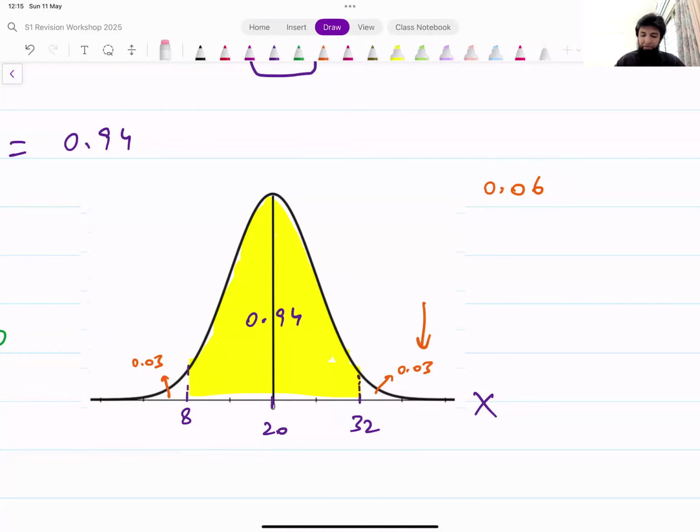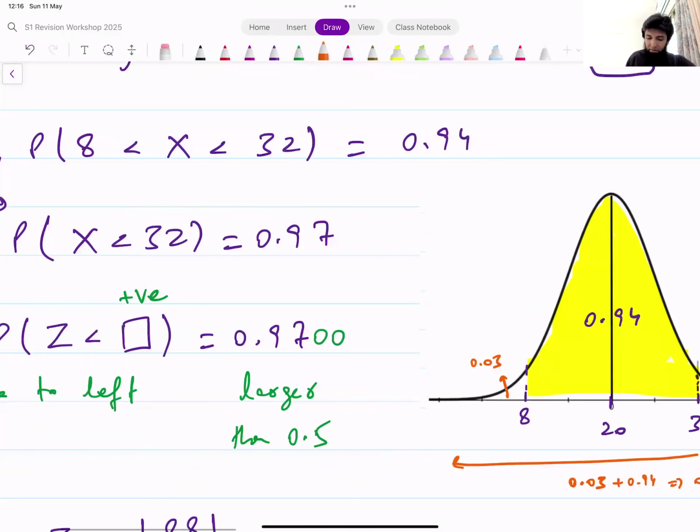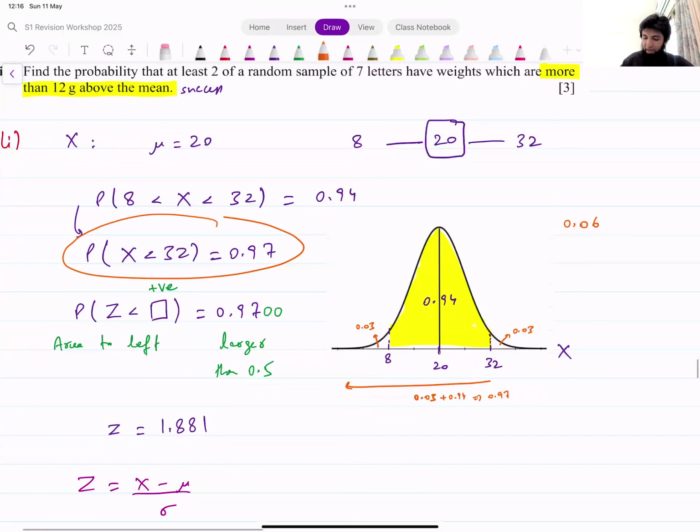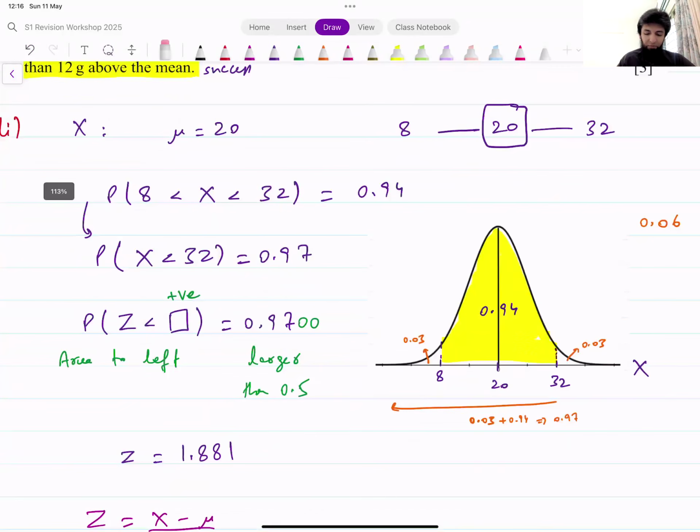So we can say if the area between 8 and 32 is 0.94, then the total area to the left of 32, can we say anything about that? The total area to the left of 32, that is 0.94 plus 0.03. That is 0.97. So we could convert it to a single-sided interval like this. X less than 32, that probability is 0.97. And then that becomes a standard inverse normal problem from here onwards.